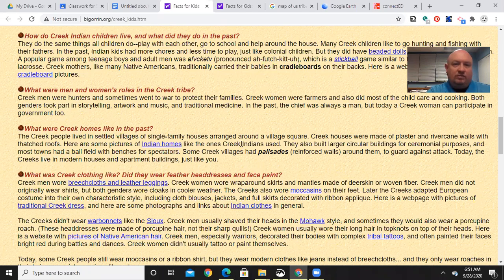They lived in single-family houses arranged around a village square. Creek houses were made of plaster and river cane walls with thatched roofs. They also built larger circular buildings for ceremonial purposes, and most towns had a ball field with benches for spectators. Some Creek villages had palisades, reinforced walls around them to guard against attack.